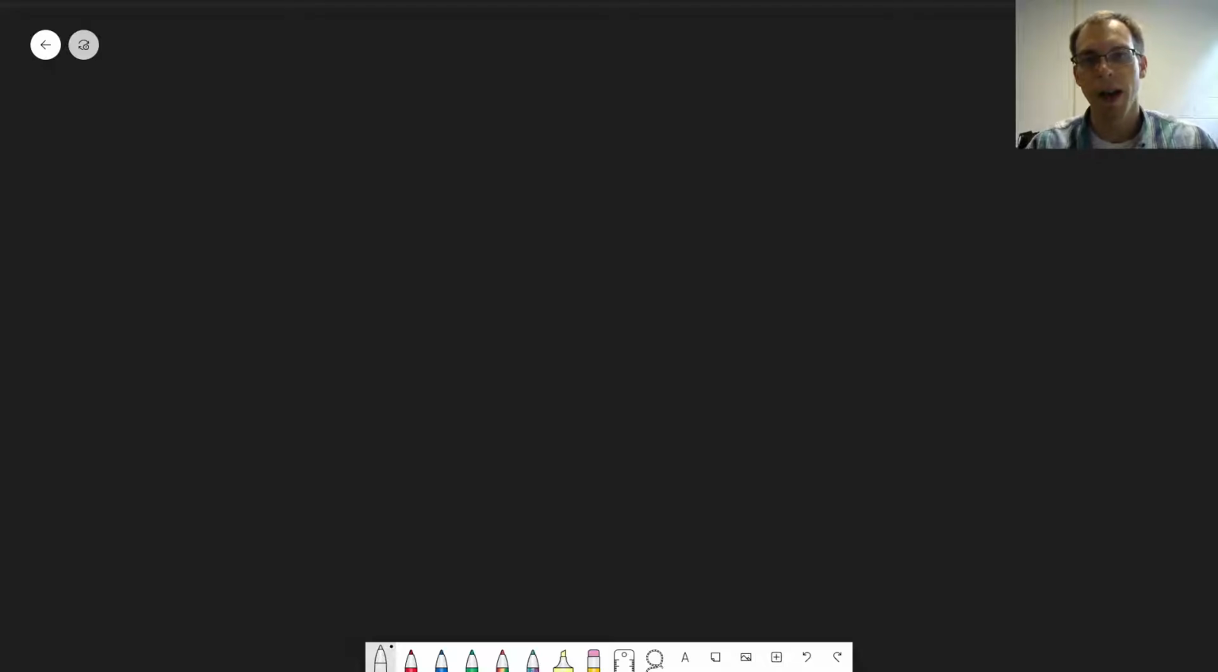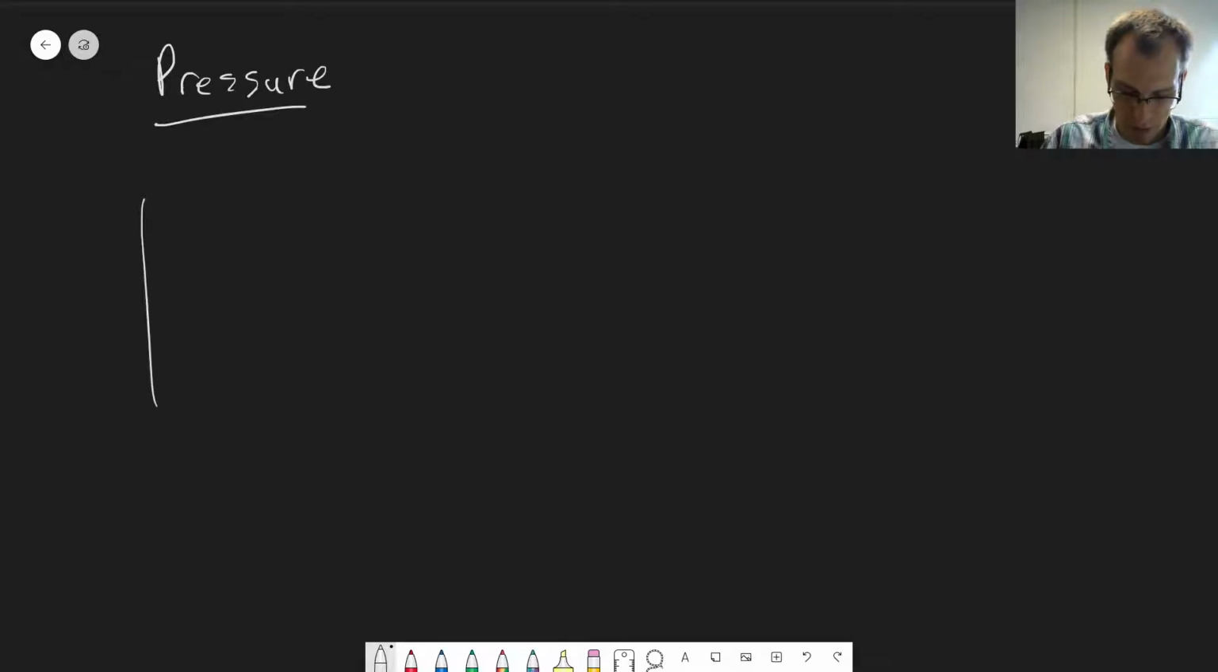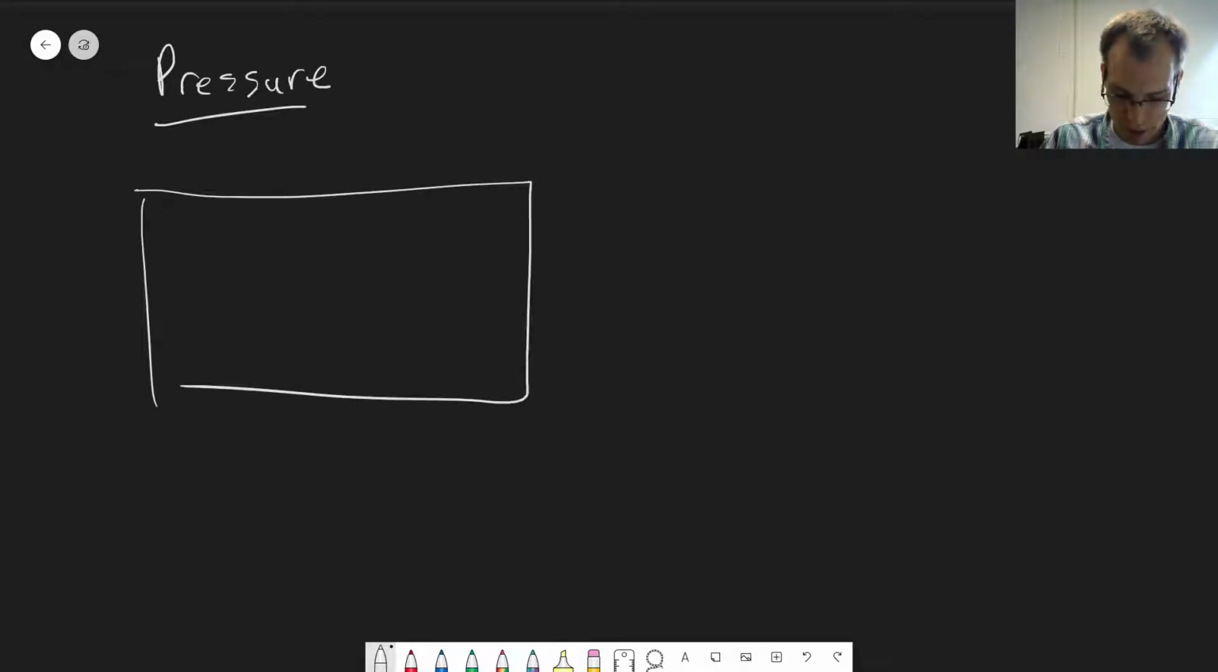So now that we have this microscopic model, a bunch of balls bouncing around inside of a container of some sort, we'd like to relate this to something macroscopic, something we can actually measure. And so the thing to start with is pressure. Because if we think about our model, we have a box, we have a bunch of gas particles bouncing around.